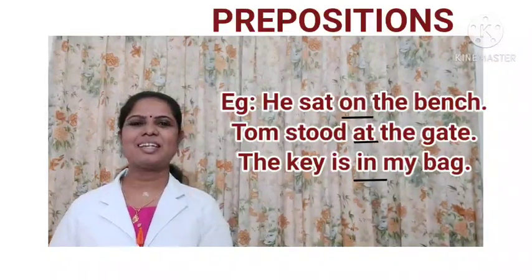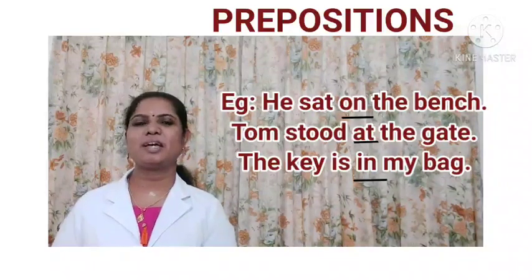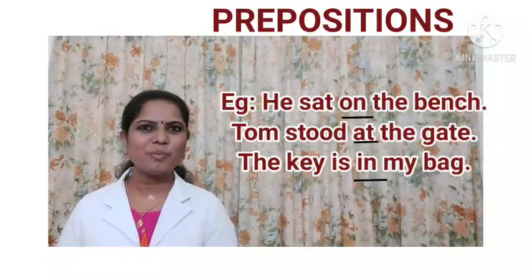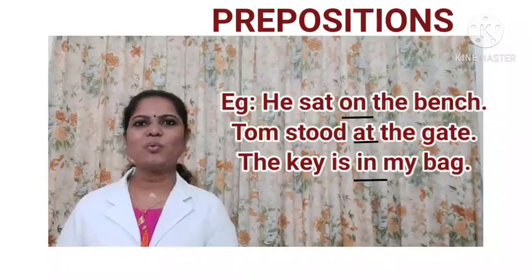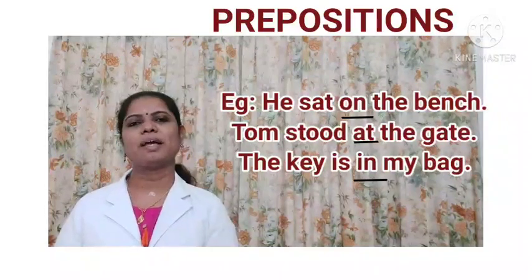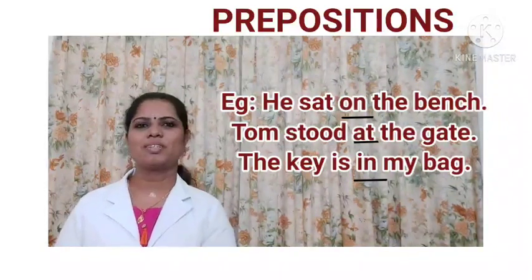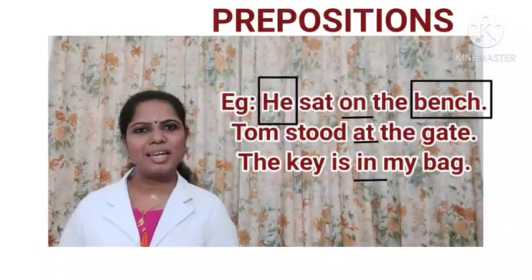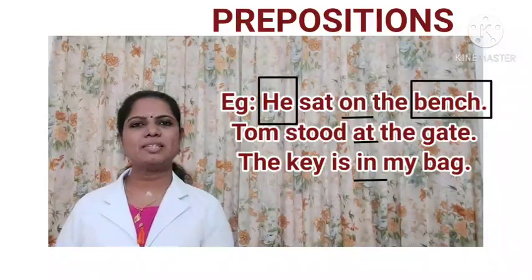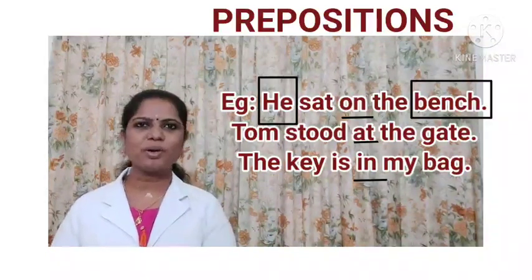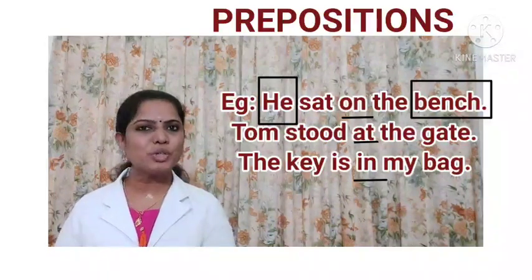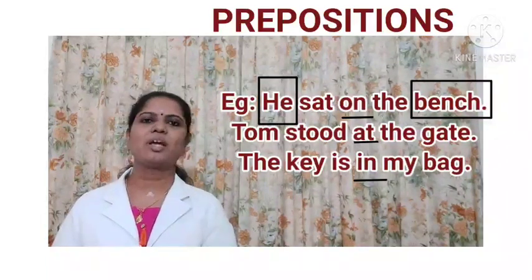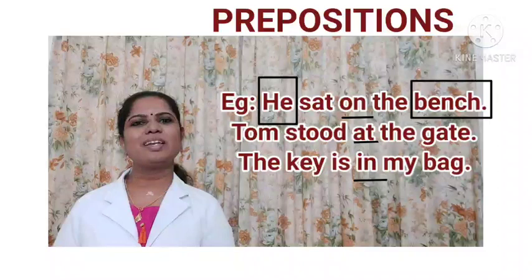Look at the first sentence, children. He sat on the bench. I have stressed the word on. On has a certain function to do in the sentence. Let's see what on has to do. The word on brings a relationship, a connection, between 2 words. Which 2 words, children? Between the word he, which is a pronoun, and the word bench. Bench is a noun. So the word on shows a relationship between the pronoun he and the noun bench.